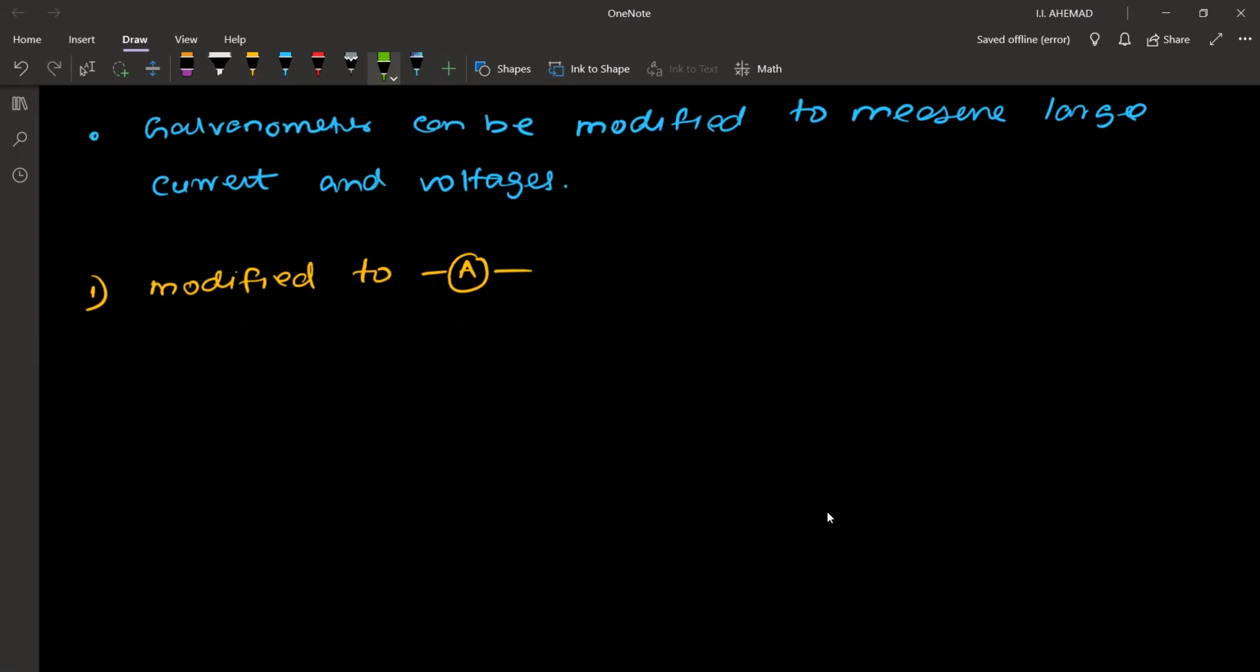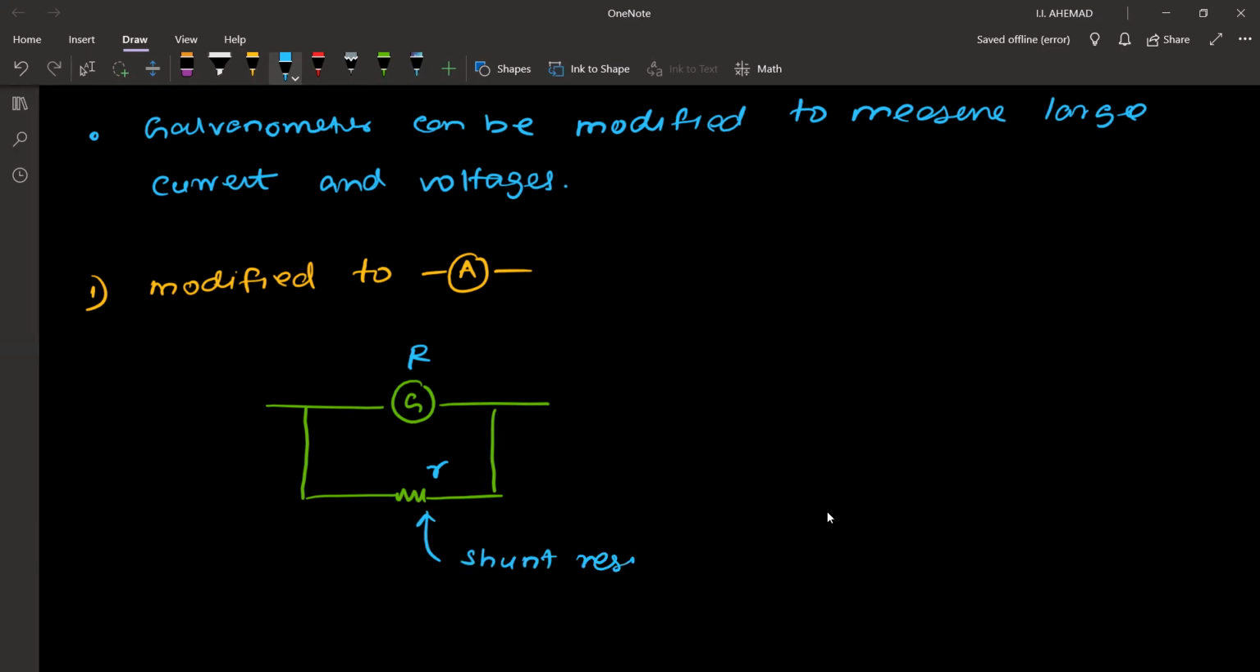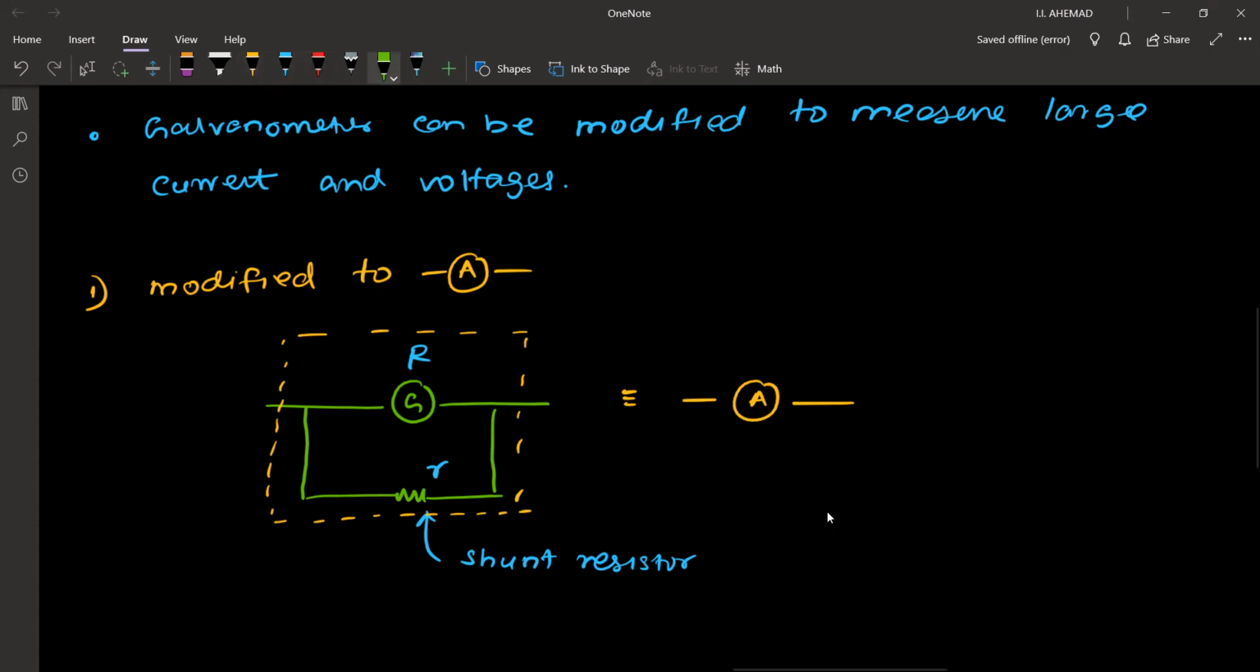So let's look how to make a meter using a galvanometer. Already under magnetic field we studied. Now let's look using equations. This resistor is called the shunt resistor. The galvanometer and the shunt resistor together is the ammeter. So here we have current I that is to be measured. We have to measure this current I.